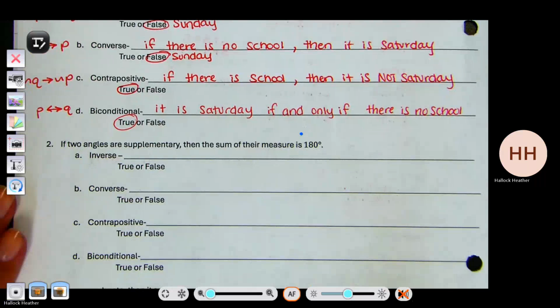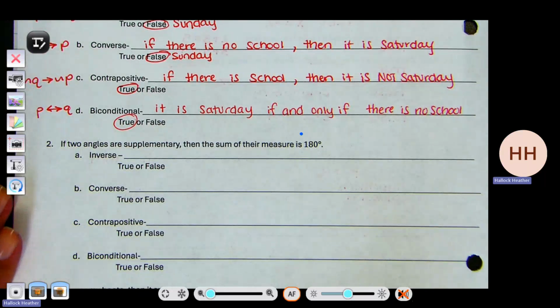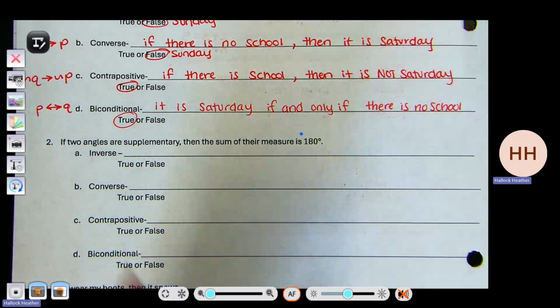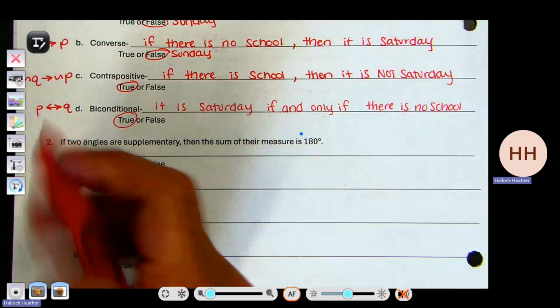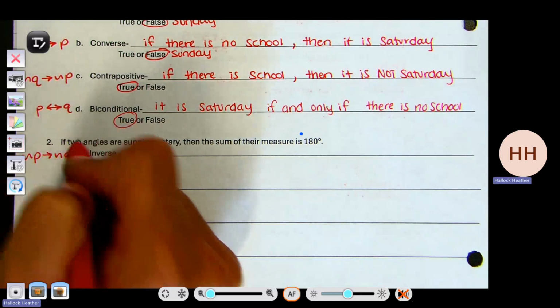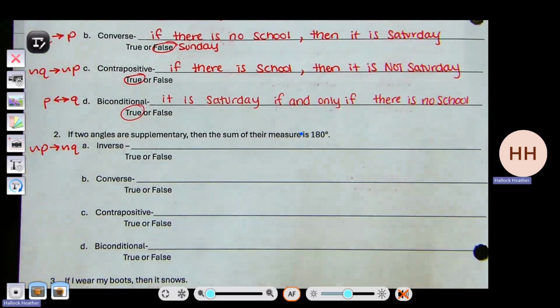Okay. Take a second. Number 2 says if two angles are supplementary, then the sum of their measures is 180. So take a second and just try the inverse. You're just making it a negative statement. See if you can do the first one. We'll talk about the first one, and then you guys can try the second one, and we'll talk about the second one. So just try to make it negative. You're not flipping the statement. You're just making it negative.